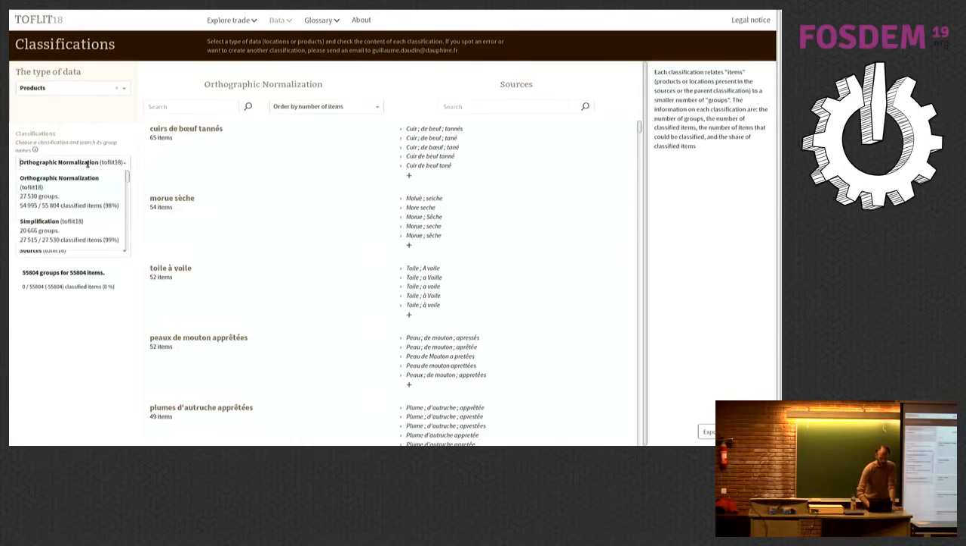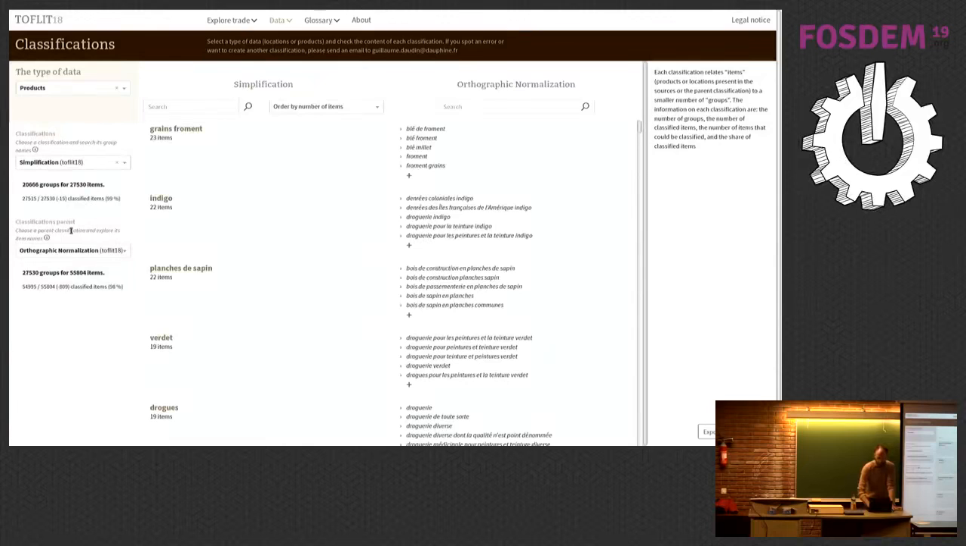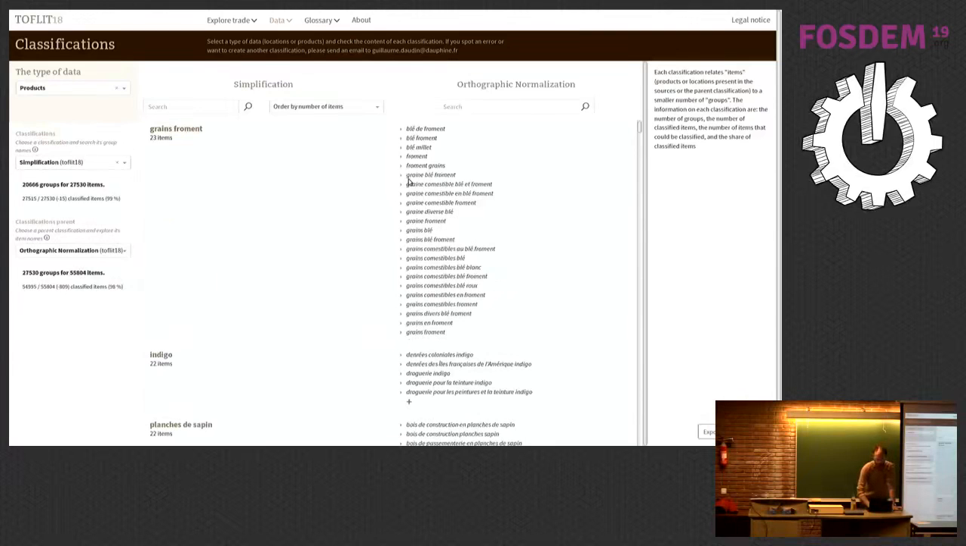And then we can also have a look at simplification. Here you can see that, for instance, for grain froment, we have 23 different items in orthographic normalization, right? We are getting one step which aggregates many more different ways to talk about grain froment. We have blé millet, blé froment, blé de froment. So it's not only orthographic differences in the same words, it's different words talking about the same thing. If the question stumbles upon your mind, how did we do this clustering? The answer is by hand. Thanks to Pierre Gervais.